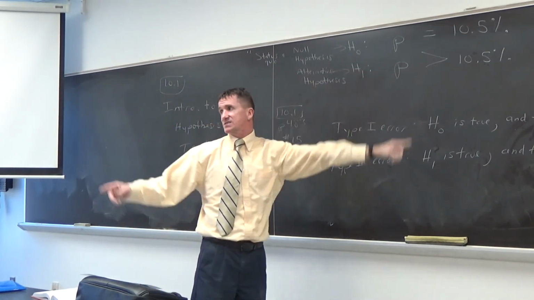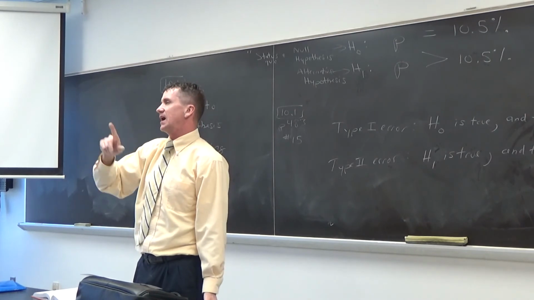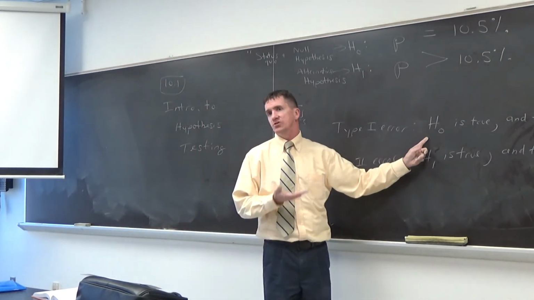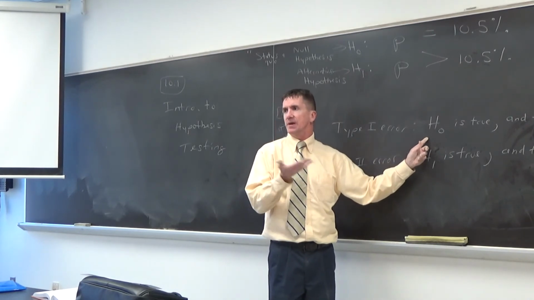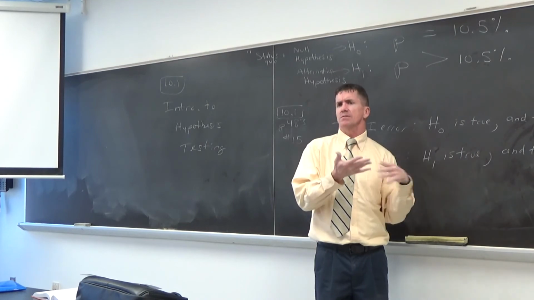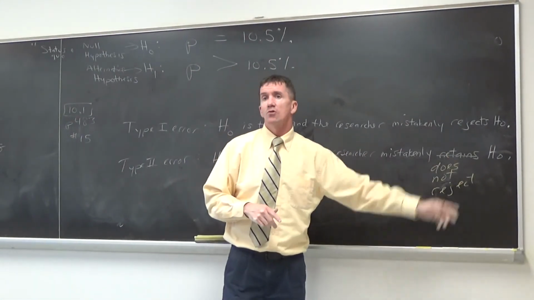So if on the test I said, I need you to set up hypothesis tests, and then letter B, I need you to explain what a type 1 error is, what would you tell me? To explain what a type 1 error means, the null hypothesis is true. And then what was the mistake the researcher made? The researcher mistakenly rejected it.